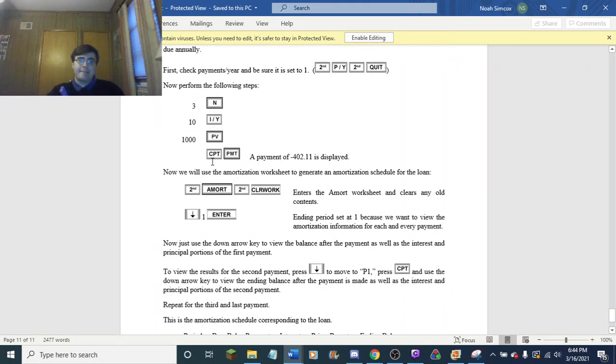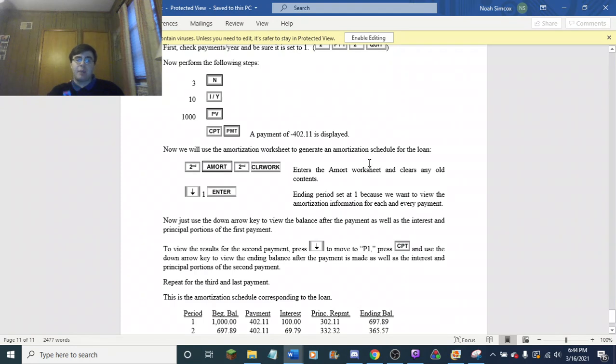Now, do second amort, second clear work. And then down 1, enter. Ending period set to 1. Wait, why would you set ending period set to 1? I don't understand.